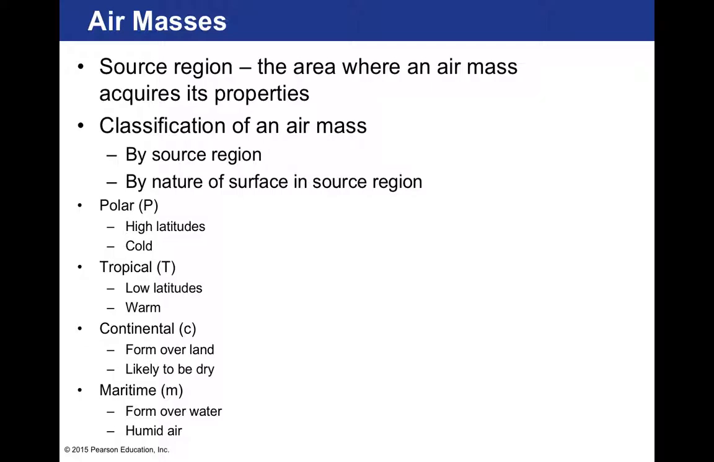We can have a polar air mass, and this will be from high latitudes, and it would have to be cold. We can have a tropical air mass, and this is if we have the air mass originating in low latitudes and it's warm. And those two types of air masses can either form over a continent, so we call those continental air masses, which form over land and are likely to be dry, and then maritime air masses that form over water and tend to be humid, precipitation-forming air masses.